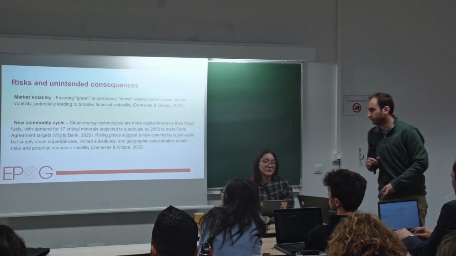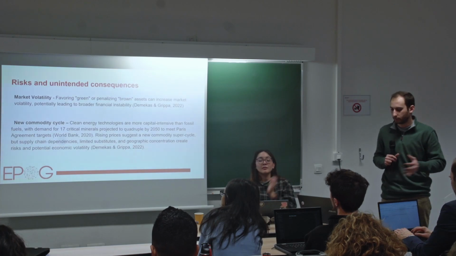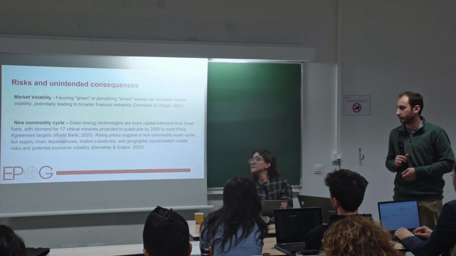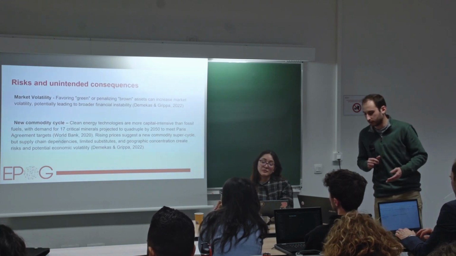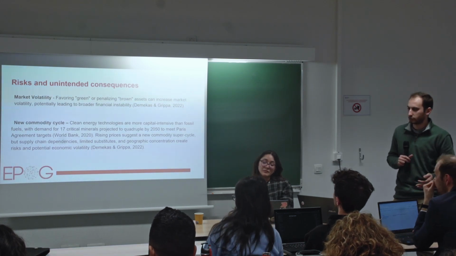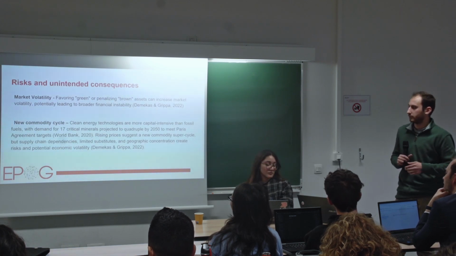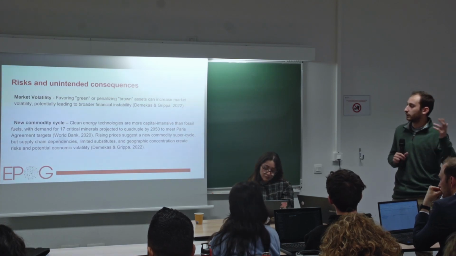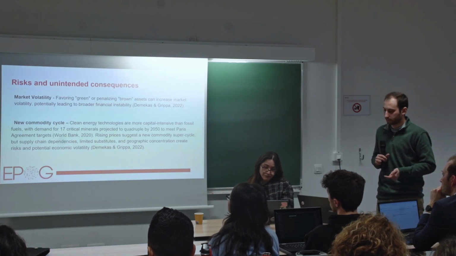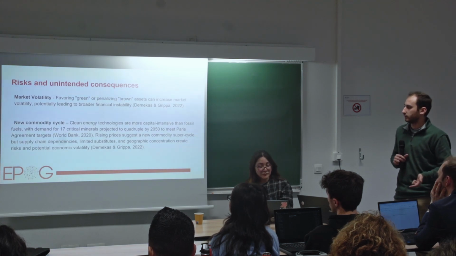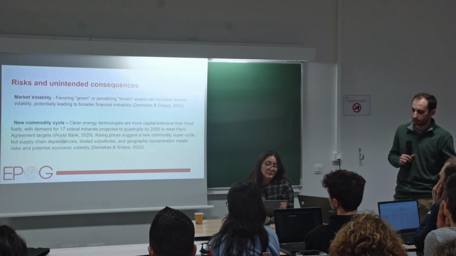Okay, and just really broadly, what are some risks and unintended consequences? That is not only about these 2 papers, but overall about financial regulation in the debate of climate change. Firstly, favoring green and penalizing brown assets can increase volatility, potentially leading to financial instability. And the second risk could be that clean energy technologies are capital intensive and technology intensive compared to fossil fuels. Their demand could, according to the World Bank, quadruple by 2050 to meet the Paris agreements. And rising prices suggest a new commodity supercycle, but supply chain dependencies, limited substitutes, and geographic concentration could create economic volatility that would go beyond the financial system.